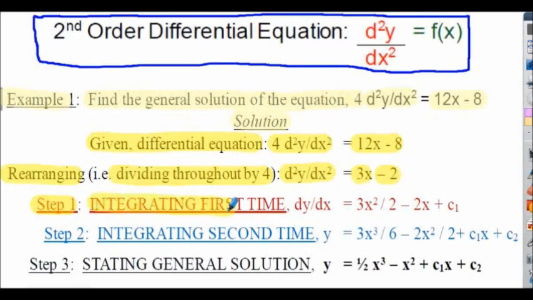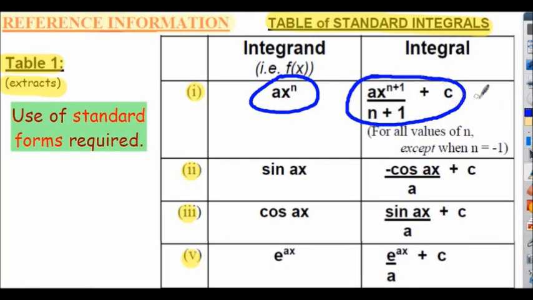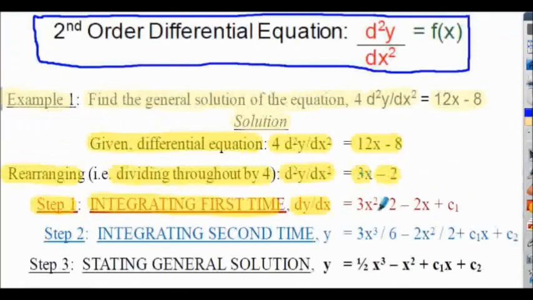We're integrating for the first time. The left hand side becomes dy by dx. On the right hand side, going back to this table here, using standard form 1, which is the polynomial, ax to the n integrates to ax to the n plus 1 over n plus 1. And of course we must add the constant of integration at the end of the integration process. So on the right hand side, 3x integrates to 3x squared divided by 2, and minus 2 integrates to minus 2x. And there's our constant of integration. I've called it C1 because we'll be integrating twice here, so there'll be 2 constants of integration.